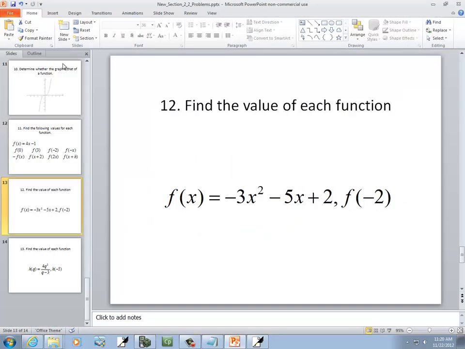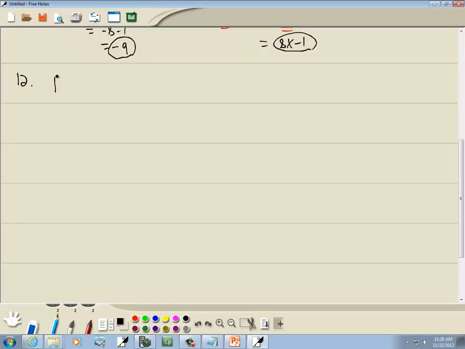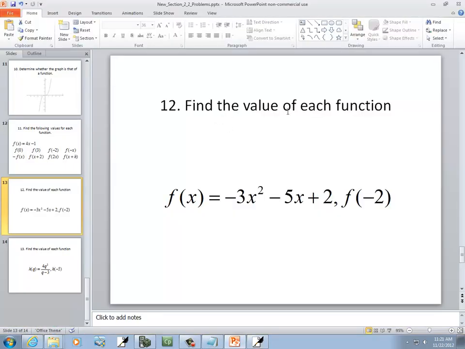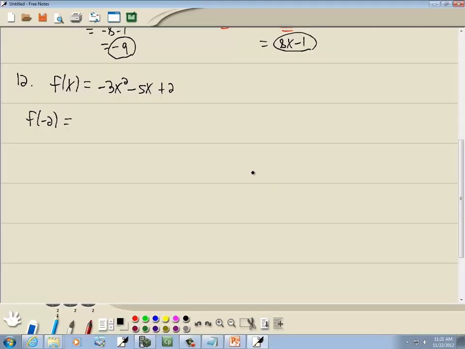Let's look at the next one. We've got f of x is equal to negative 3x squared minus 5x plus 2. And we want to find f of negative 2. Now they say find the value of each function, but they could just say find f of negative 2. It says the same thing.